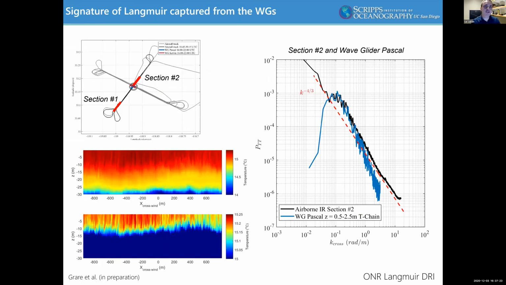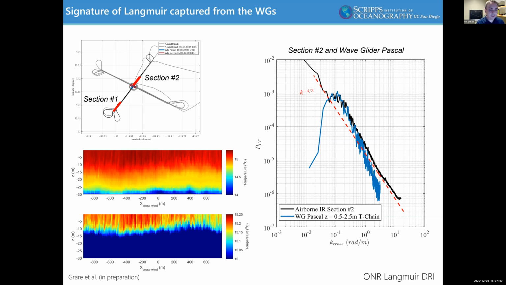We can capture the signature of Langmuir circulation in the T-chain data from the wave gliders, and this is shown here. This is another experiment. FLIP was here. We did multiple transects with an aircraft, and I'm not going to be talking about the aircraft too much. That's another talk by itself.